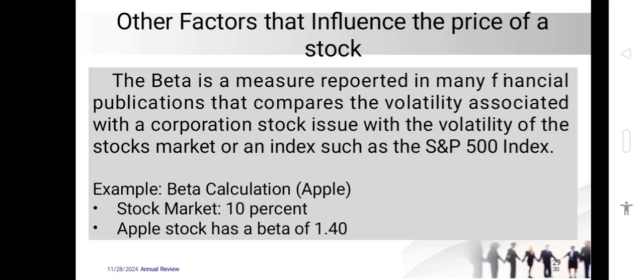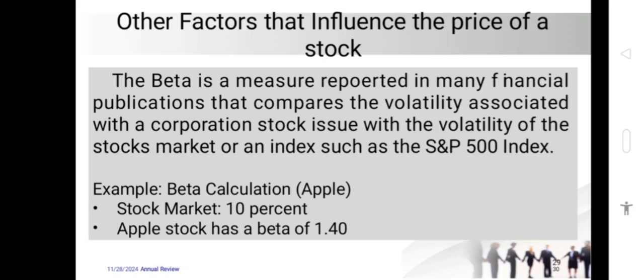First is beta. Beta in finance measures a stock's volatility relative to the overall market. It is a component in the capital asset pricing model, which investors use to estimate the expected return of an asset given its risk compared to the market.